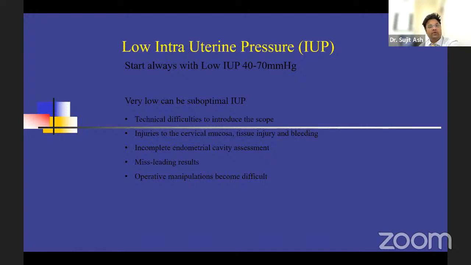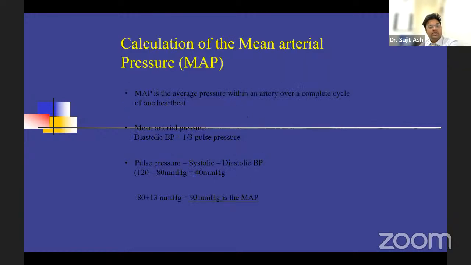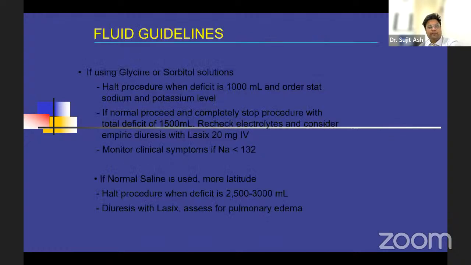Try to always start with a low intrauterine pressure between 40 to 70 mm. This is low, but you can still see all the things easily. Before jumping into your procedure, always start with a low input, so that you don't land up with fluid overload when you actually need to start the operative procedure. This is what I was telling you, the mean arterial pressure. You can calculate it, and it will give you a basic idea at what pressure you should maintain your fluid in the cavity.